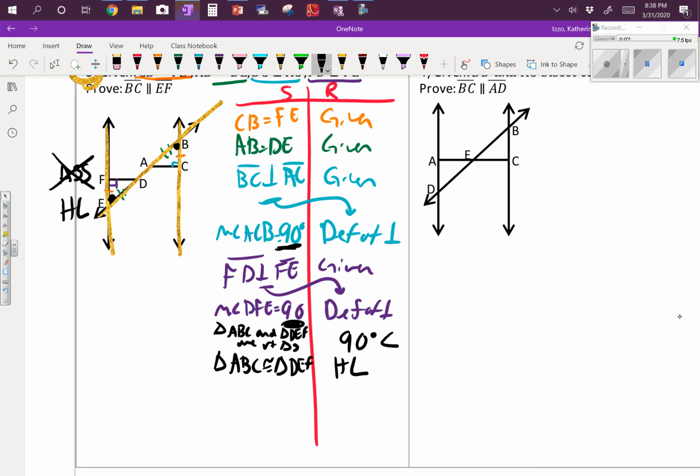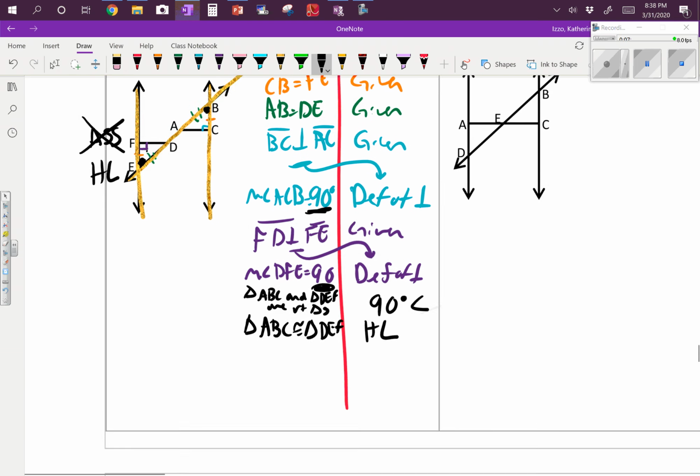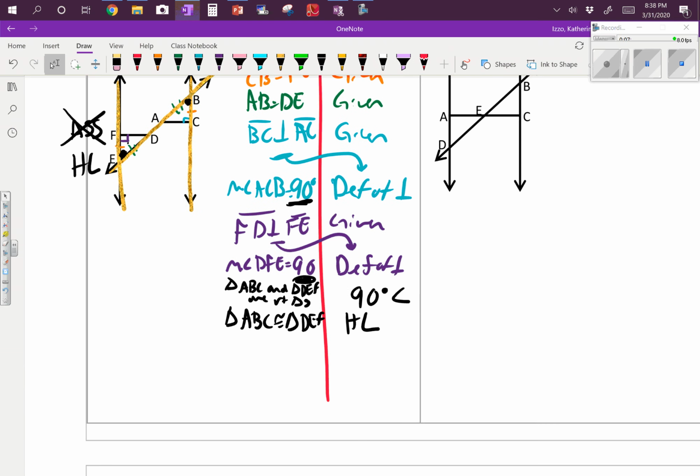Just like that. Good job. But are we done? No, we've proven the two triangles, but we don't have the angles yet. Yeah, the whole point of proving the two triangles is to get to the angles and then to the parallel lines. I know, it's complicated.